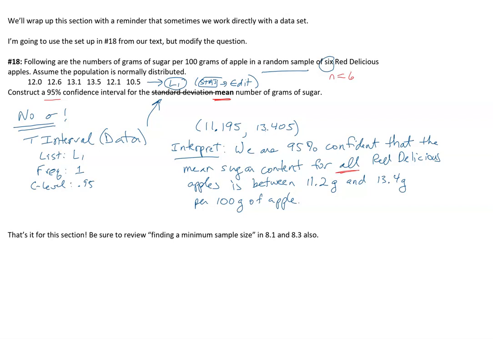All right, that's it for this section. Be sure to review finding a minimum sample size in 8.1 and 8.3 also. And then some of the vocabulary. Remember we had point estimate, to review, maybe margin of error. I could ask problems for each of those little pieces, z-scores, critical values. Those are all the little bits and pieces that are in each section, but this is a big overview for the actual intervals. Okay, we're done.